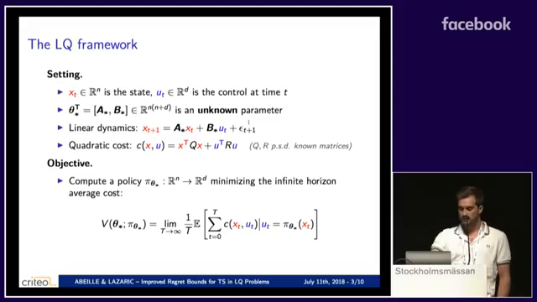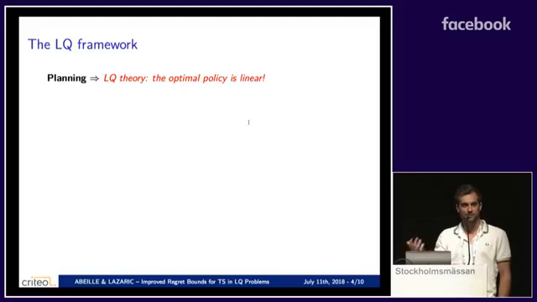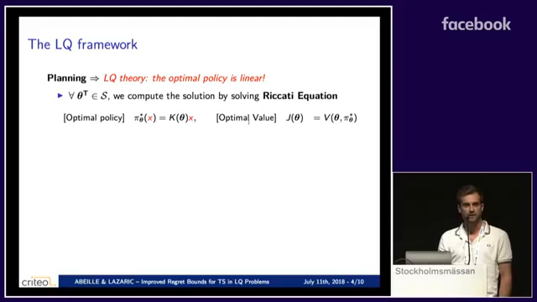What's the good news about this LQ framework is that in this case, as opposed to a parameterized system in general, we do know how to solve the planning. The LQ theory tells us that the optimal policy is linear in the state, and not only is it linear, but we can compute it efficiently by solving a Riccati equation. So for any theta that parameterizes the dynamic, we can compute the optimal policy. It's simply a control matrix K of theta times the state. And if one follows this optimal policy, he would suffer an optimal average cost that we denote as J of theta.